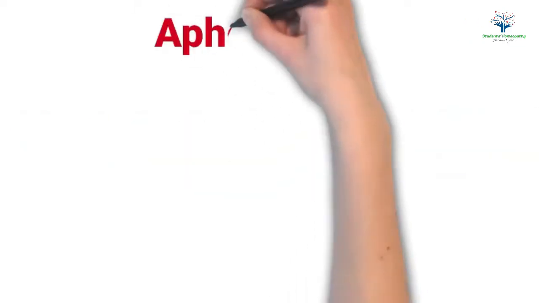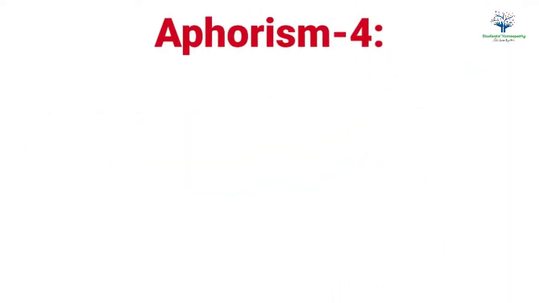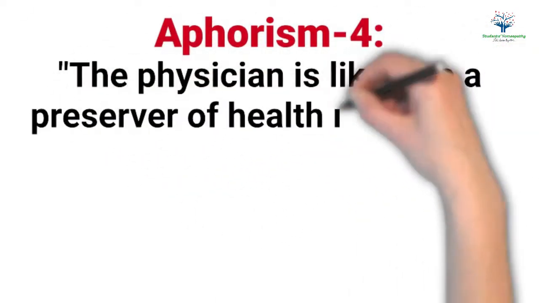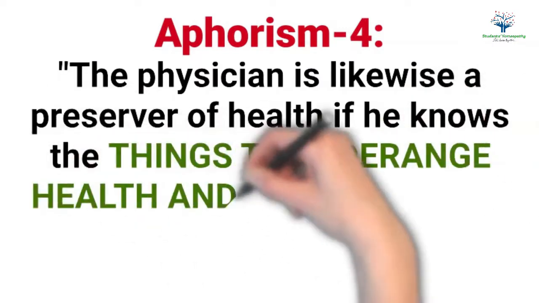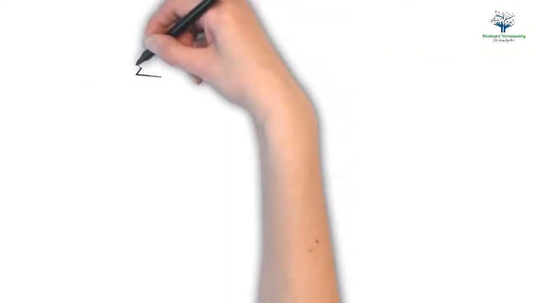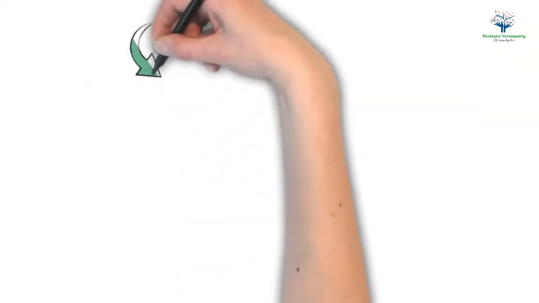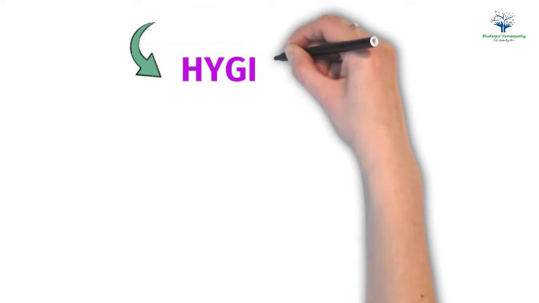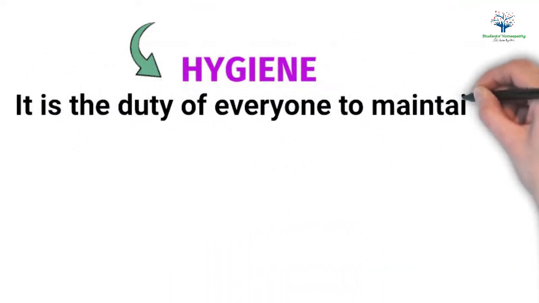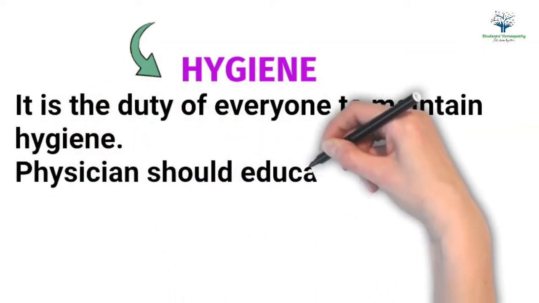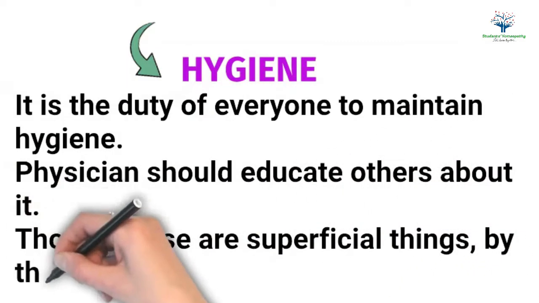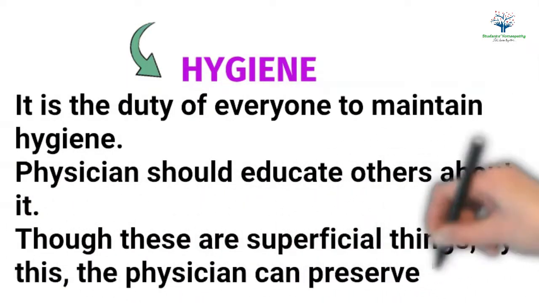Kent started this chapter referring to aphorism number 4 of the Organon, that is, the physician is likewise a preserver of health if he knows the things that derange health and cause disease, and how to remove them from persons in health. According to Dr. Kent, the aphorism relates to nothing but hygiene. It is the duty of everyone to maintain hygiene, especially the physician, who should educate others about it. Though these are superficial things, still the physician can preserve health.